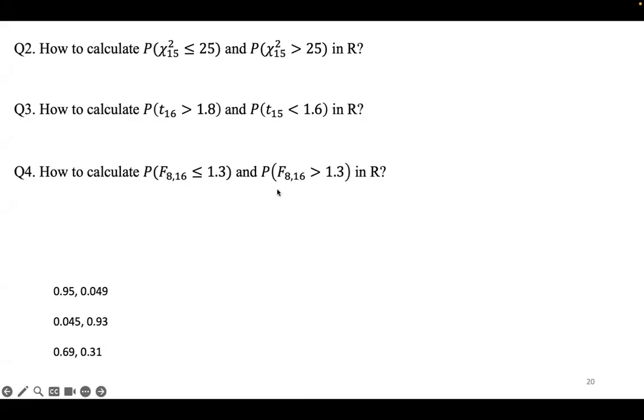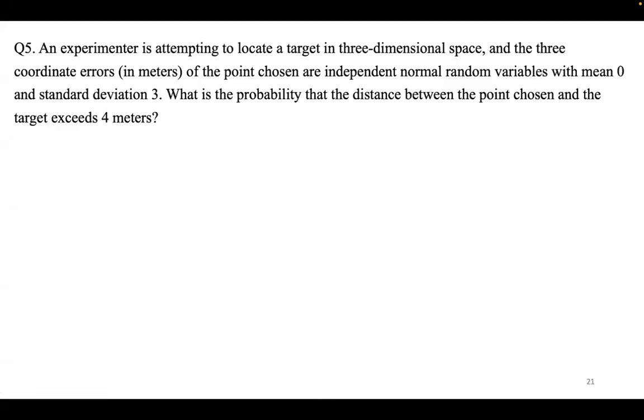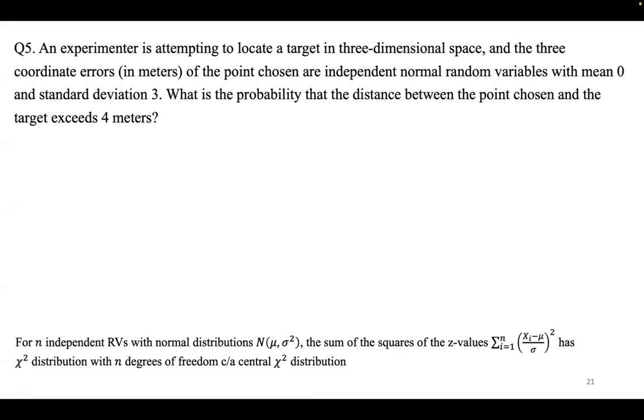Okay. All right. Now we have two questions here, which are slightly more numerical. An experimenter is attempting to locate a target in three-dimensional space, and the three coordinate errors. If you're trying to locate something, you can have errors in them. The coordinate errors, in meters, of the point chosen are independent normally distributed random variables, independent normal random variables with mean 0 and standard deviation 3. So what's the probability that the distance between the point chosen and the target exceeds 4 meters?